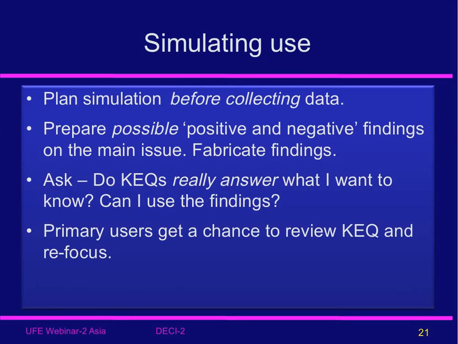So now let's move on to the next UFE step called simulation. Simulation is really unique to UFE. In this step, the evaluator guides the PIU to review possible, and I reiterate, possible, positive and negative findings. The findings are all fabricated and dummy. That means fake tables are prepared. The point of simulation is to find out whether the key evaluation questions result in findings that are usable.